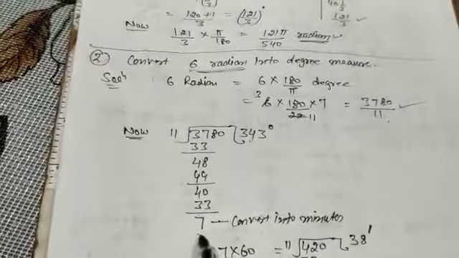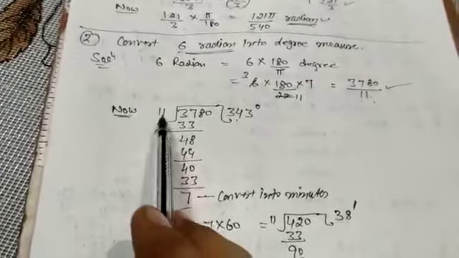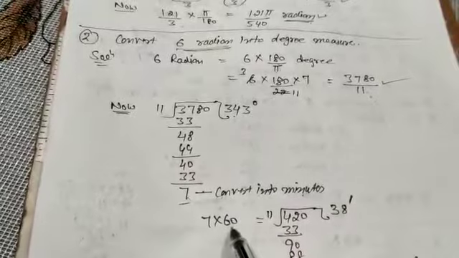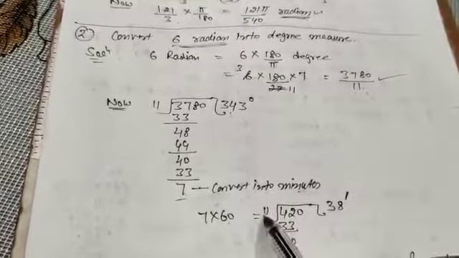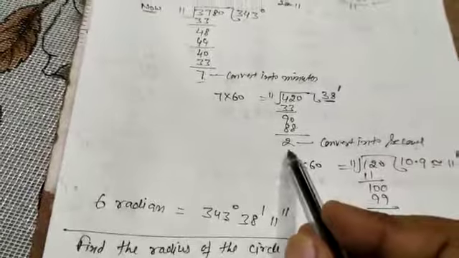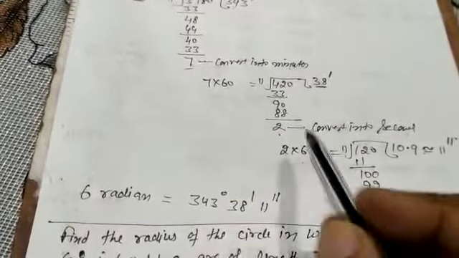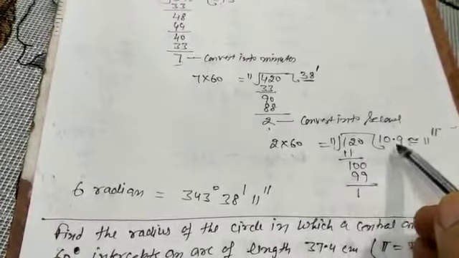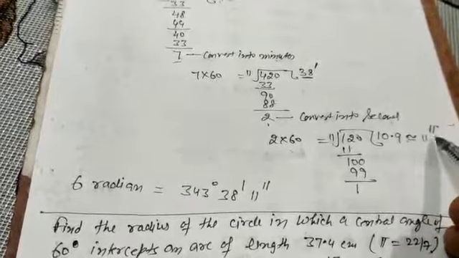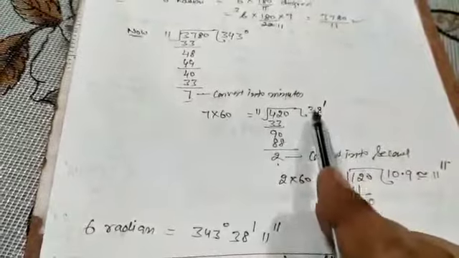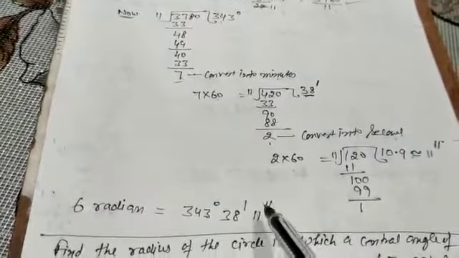Now see, 7 is left. This 7 is less than 11, so this remainder is a smaller unit. To convert into minutes, it should be multiplied by 60 first, then divided by 11. 420 divided by 11, you will get 38 minutes. After that, 2 is left. 2 is a smaller unit, so again it should be multiplied to convert into seconds. This minute is now converted into seconds. So 120 again divided by 11 is 10.9, approximately equal to 11 seconds. So your answer becomes 343 degree, 38 minutes and 11 seconds.